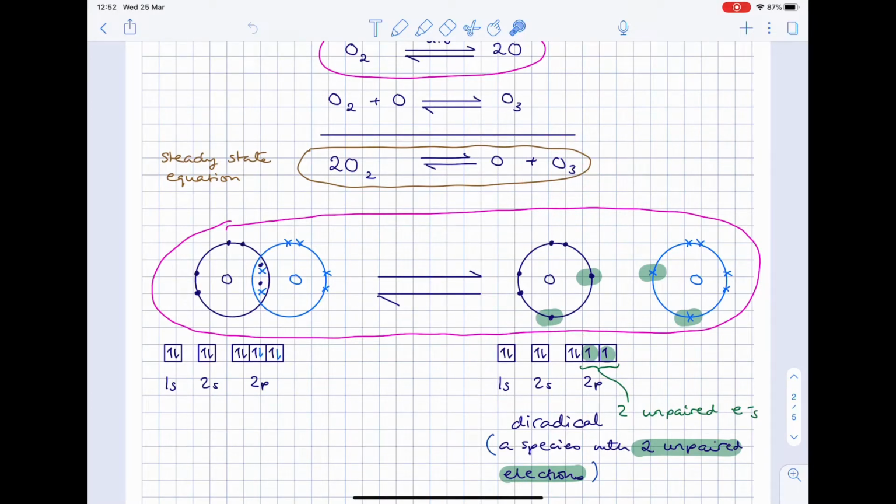The ozone produced is at the same time broken down back to oxygen in a dynamic equilibrium, where the rate of the forward reaction is the same as the rate of the reverse when there's no pollution, such as CFCs. So this is called a steady state.